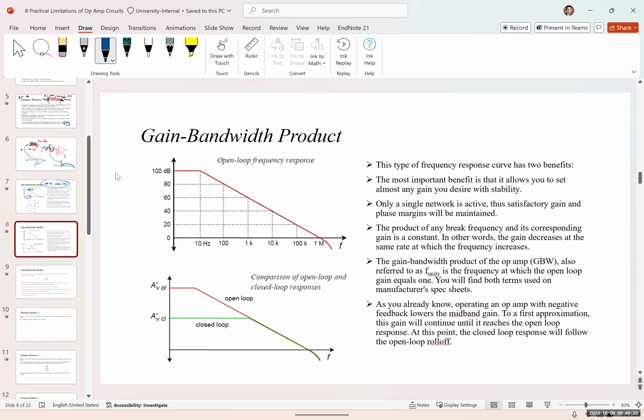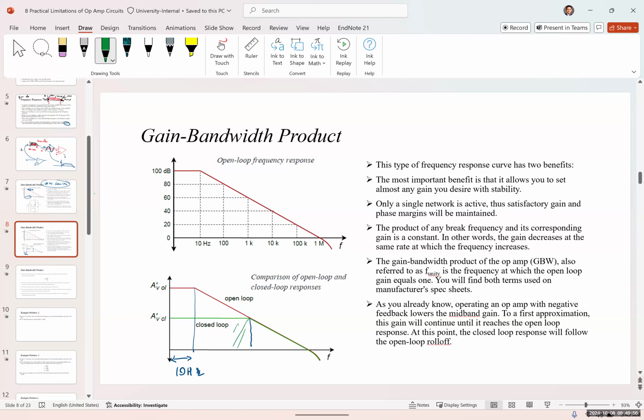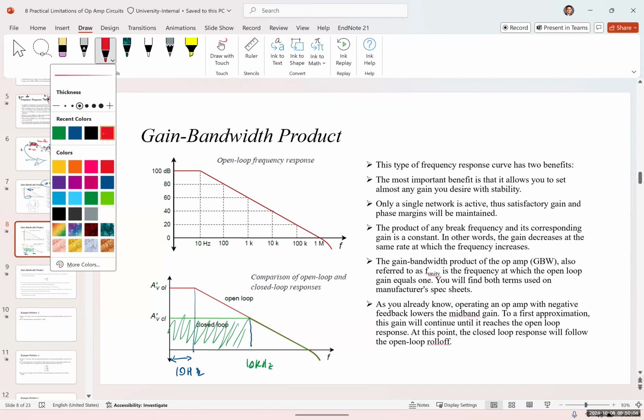So this is an example of comparing an open loop gain with a closed loop gain. The green graph shows the closed loop gain and the red one shows the open loop gain. You can see for the open loop gain, the frequency response and the bandwidth is much smaller. Let's say this is 10 Hertz. But for a closed loop, I'm going to use a different color. So for closed loop, it's 10 kilohertz. For this open loop, it's only 10 Hertz.